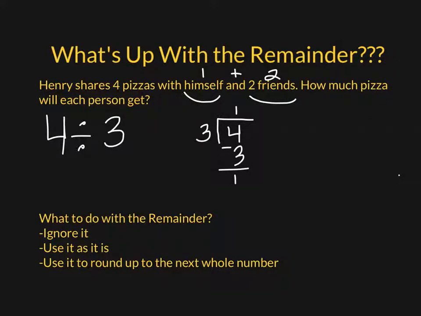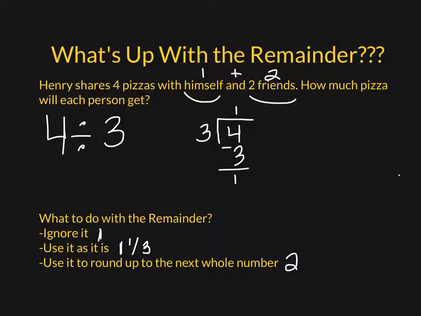Could we ignore our remainder of 1, meaning that we would just have our quotient of 1, or one whole pizza that each person would get? Maybe. Could we use our remainder as it is, meaning that each person would get 1 and then 1/3 of a pizza? Maybe. Or could we use our remainder of 1 to round up to the nearest whole number? So we would go from 1 pizza to 2 pizzas.